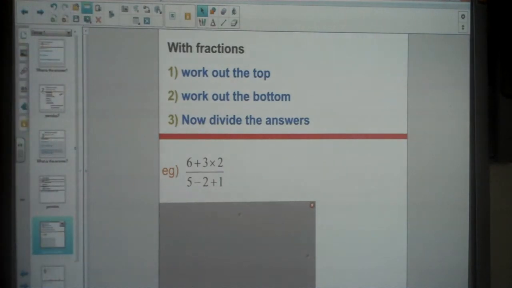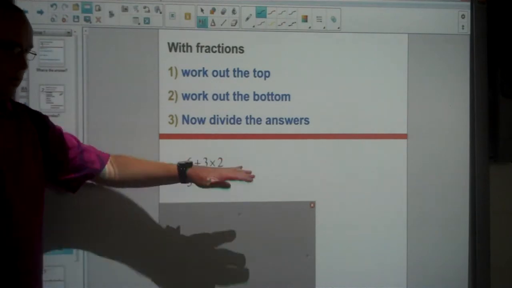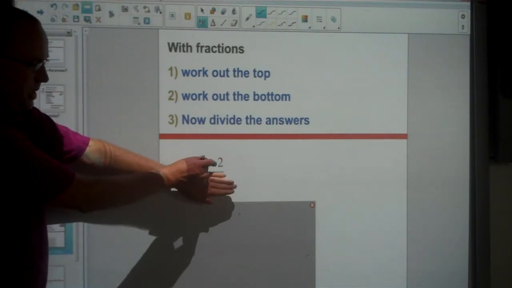So if we had a question like this, we would work out the top first. Now notice the top itself is order of operations as well. So we're going to do multiplication before addition.